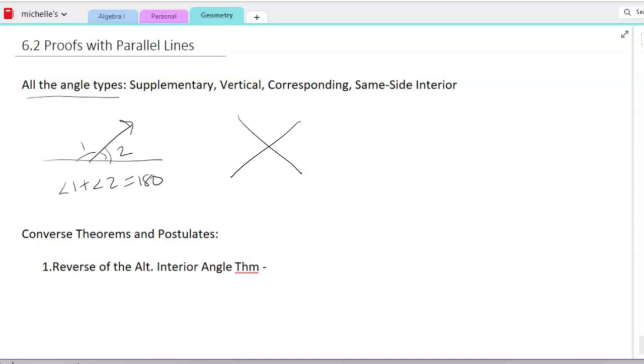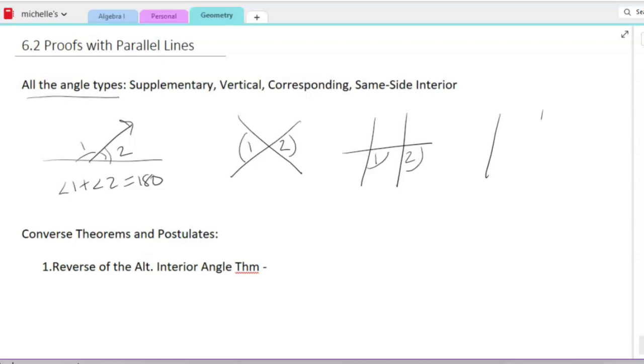Remember, vertical angles share a vertex. They're opposite each other and they're congruent. Corresponding angles come when you have parallel lines cut by a transversal. They are congruent and they share the same position on the parallel lines.